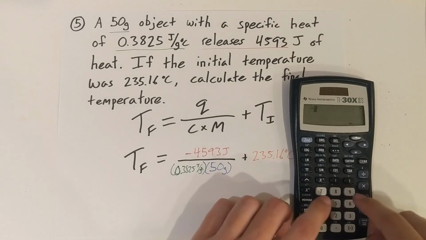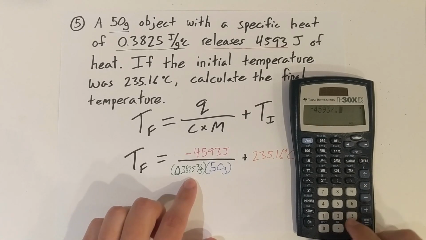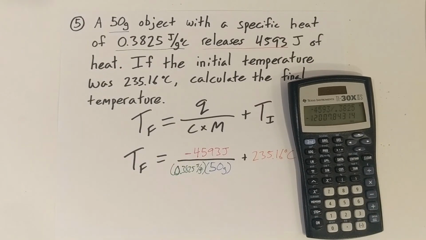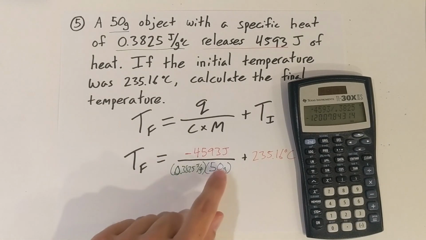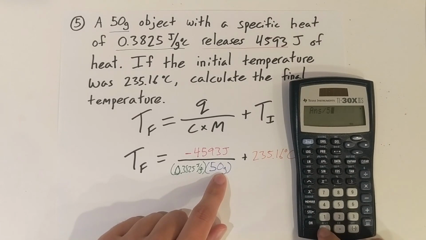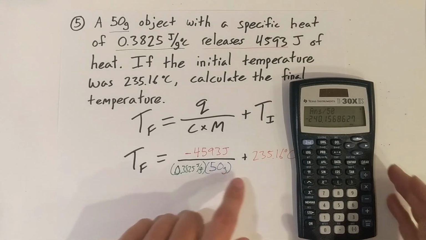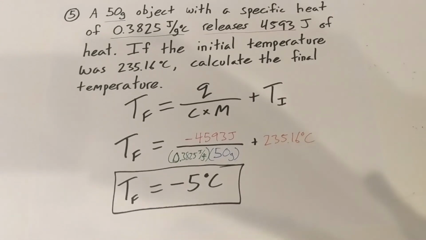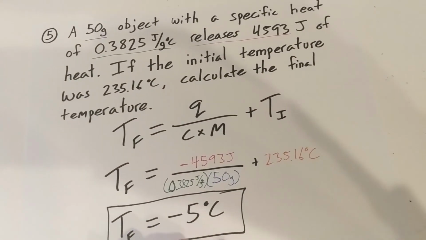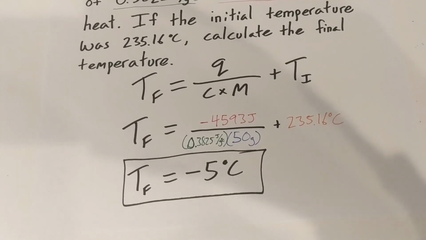Negative 4,593 joules divided by 0.3825. And again, you're going to see me push equals here so I know I do all my order of operations correctly. And I divide again by 50, because 50 is below the fraction there. So divided by 50. And now, all right, my phone cut out, but to show you how that last problem ended, after we added the initial temperature, we should have gotten a final temperature of -5 degrees Celsius after finishing this problem.